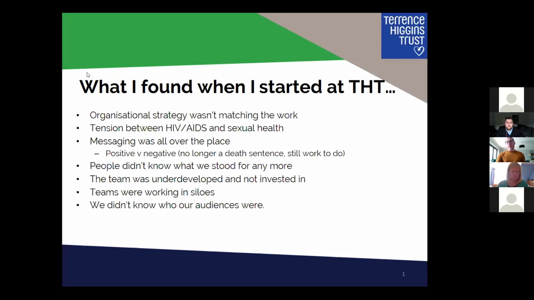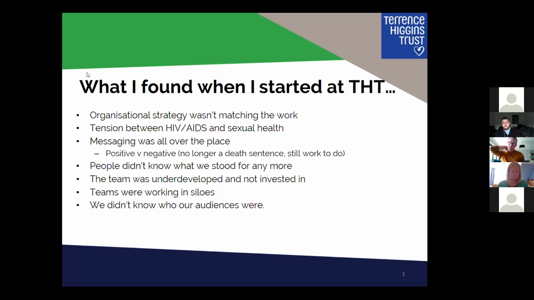So when I joined THT, which is just over 2 years ago in January 2019, I always say if I knew at the time some of the things that I found out since, I may not have joined the organisation, because there was quite a big job that needed to be done to drive fundraising forward. We had an organisational strategy which didn't really match our work.